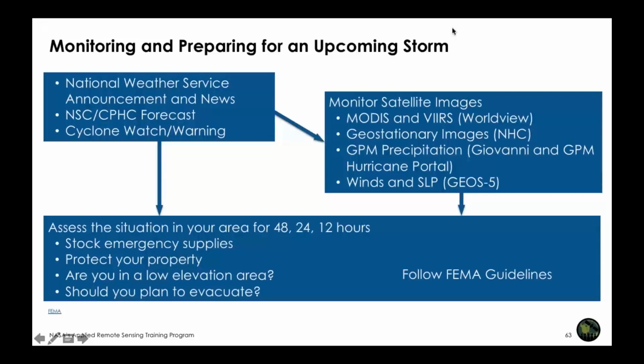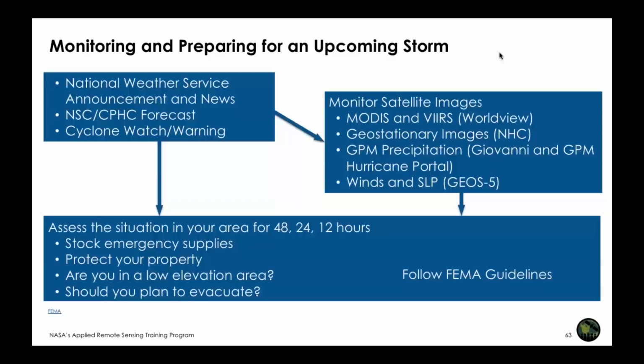Once you know that, you can assess the situation in your area in the next 2 days, 1 day, to the next few hours. For that, you have all the data and tools that we talked about. You can keep monitoring MODIS and VIIRS imagery. You can look at geostationary images from the National Hurricane Center. You can monitor precipitation from GPM and winds and sea level pressure from GEOS-5, especially rain and wind. If you monitor them, then you know whether in the next few hours you are going to have a lot of rain or damaging winds, or what you would want to prepare for?